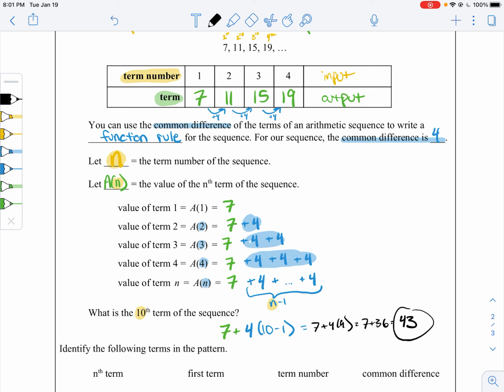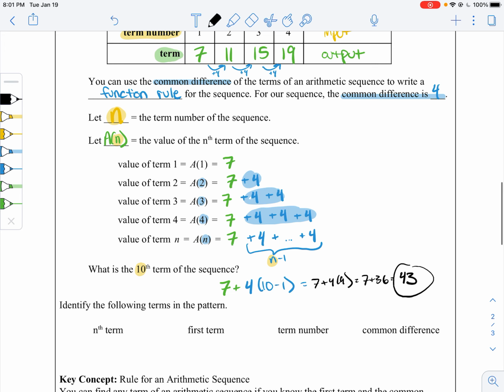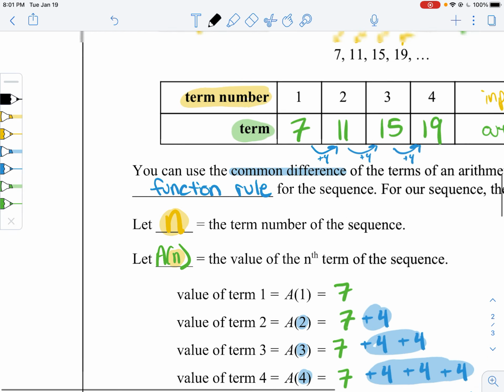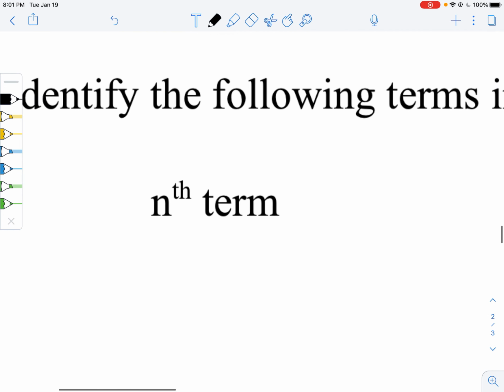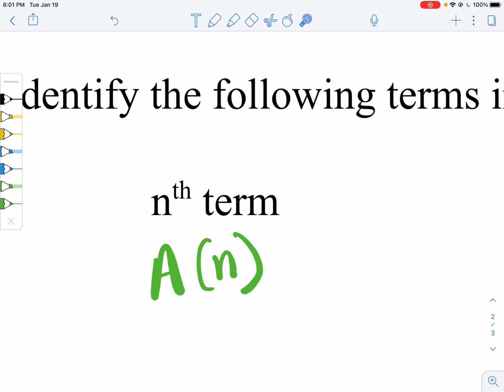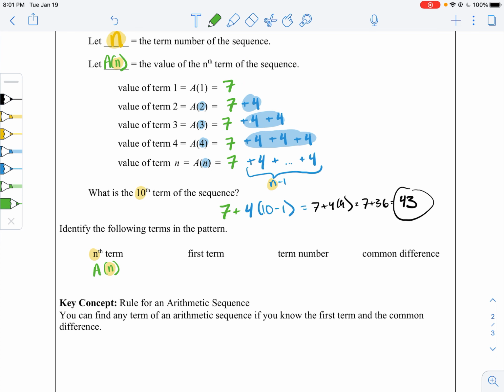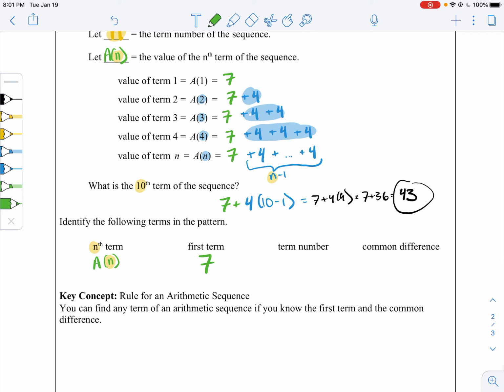And you guys, that's the pattern. If we wanted to find the nth term, we already said, let a of n equal the value of the nth term. So our nth term is a of n. We plug in n. If we want to find like the 80th term, we say a of 80. Our first term was 7. That's what we started with. The term number, well, that's n. And then the common difference in this case was 4.